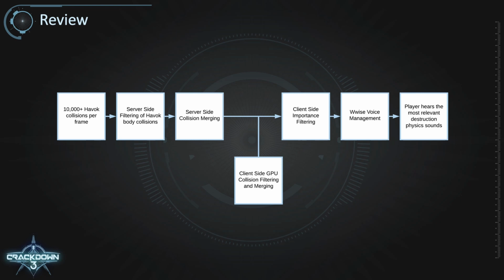All right, so just a quick glance back at our original challenge here. We started with 10,000 plus Havoc collisions. On the server side, we filtered the Havoc body collisions, and then we merged them. On the client side, we generated all our GPU collisions, filtered them, and merged them, and sent all of those with the Havoc collision messages to the client-side importance filter. At that point, we decide which are our top contenders, and we send them on to Wwise, which handles all the voice management, and we hear hopefully something that sounds reasonably appropriate for what we're seeing.